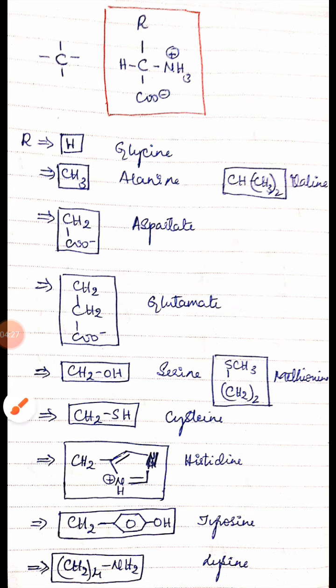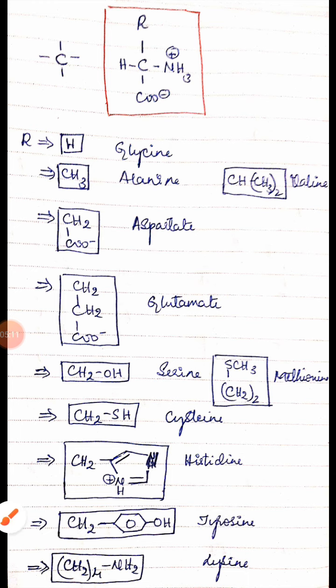If R is replaced by hydroxylic groups like CH2OH, it is serine. If it is CH2SH, it is cysteine. This is a thio-containing amino acid, a thiol. If it is CH2 twice SCH3, then it is methionine, which is nothing but the initiation codon. If it is CH2 and then a ring involving NH, then it is histidine. If it is CH2 with the benzene ring and OH, you have seen CH2OH is serine, but CH2 with the phenyl group OH is tyrosine. So this is a hydroxyl-containing amino acid, but this is a hydroxyl-containing aromatic amino acid.